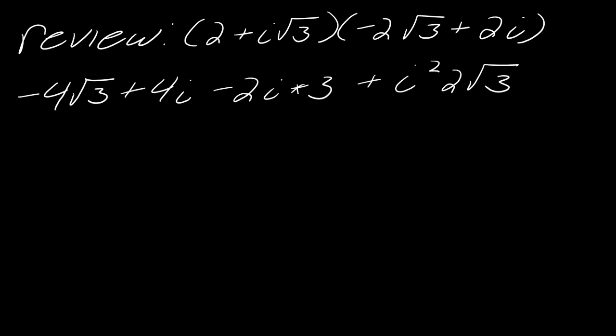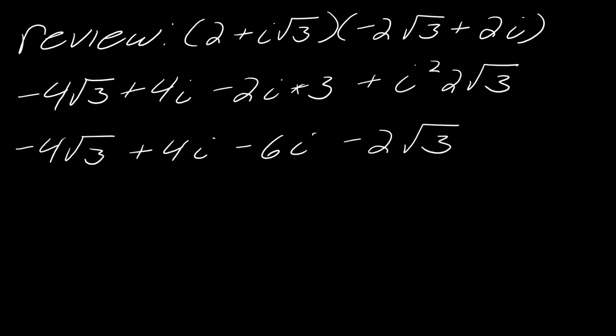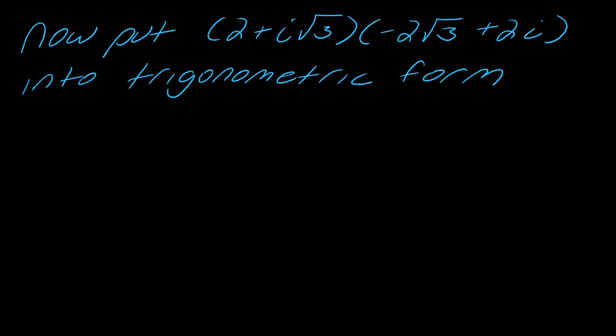Okay, so I went ahead and multiplied everything together, as you see here. So I've got all my work. And if I try to simplify this as much as possible, this is going to leave me with -6 times the square root of 3 minus 2i. Okay, so remember that.